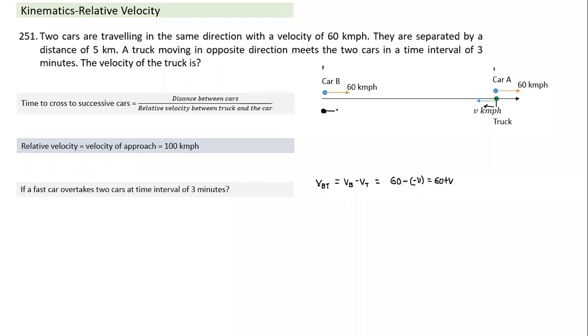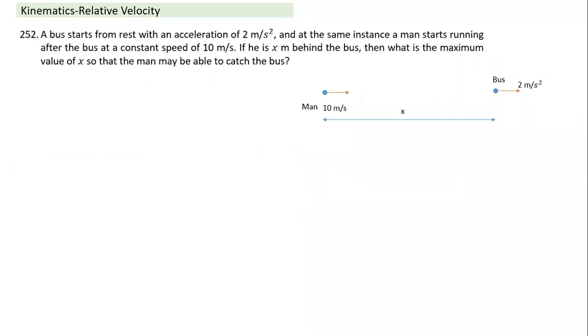Another question we can solve. There's another fast moving car traveling in the same direction as cars A and B, this car C, and this is a fast moving car. It overtakes the successive cars in a time interval of 3 minutes. What is the speed of this car? That's another question you can solve. Pretty simple. So we understand both ways.